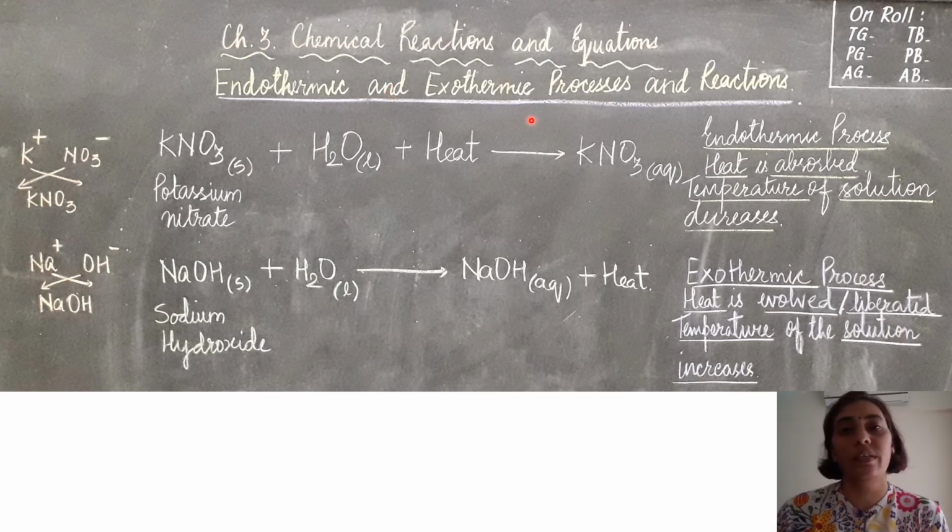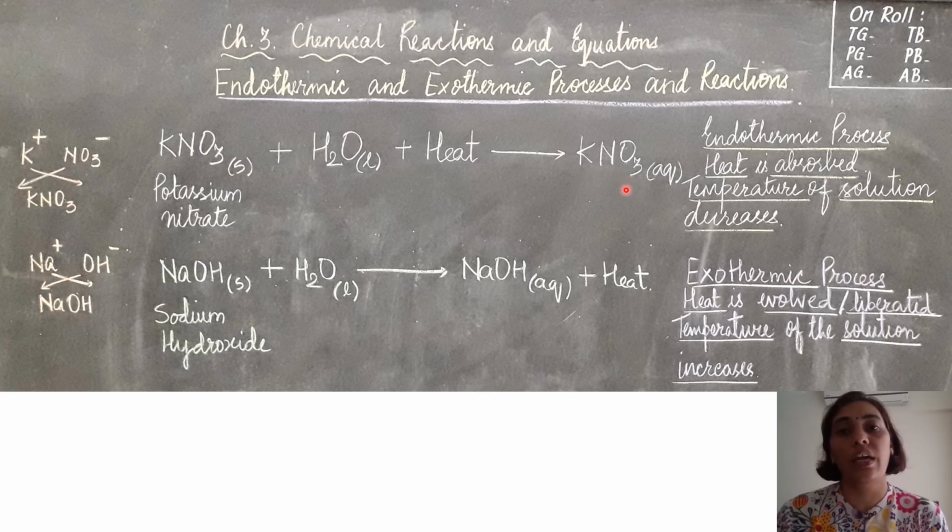Let us first deal with an endothermic process. The example that we have taken is KNO3. KNO3 is potassium nitrate. Here I have shown you how to make a formula for potassium nitrate. And you have to take solid form of it and then dissolve it in water. When you dissolve it in water, what happens is that these reactants take up the heat from outside. They take up the heat from the surroundings and they get converted into products.